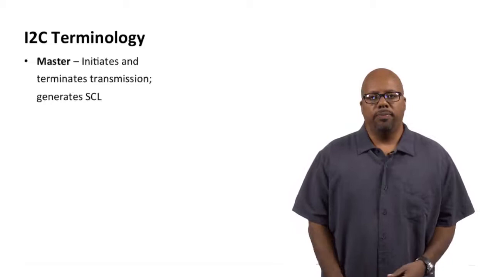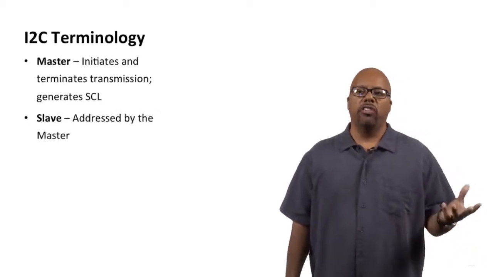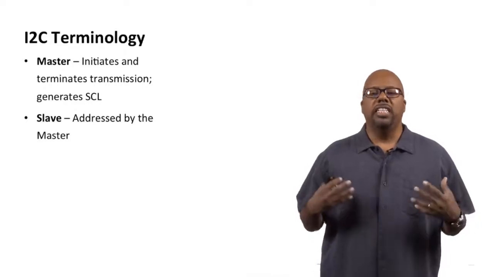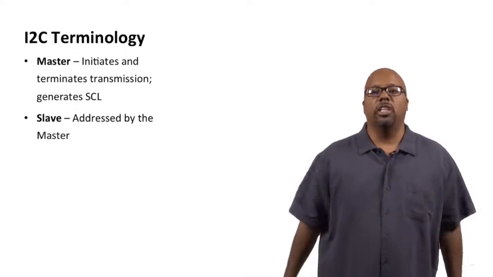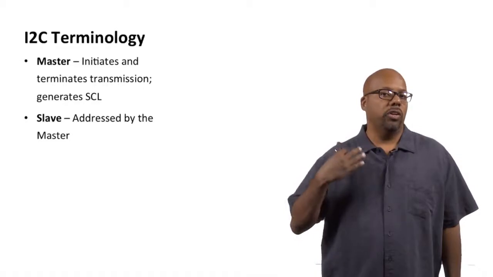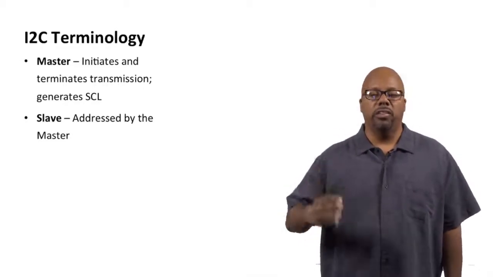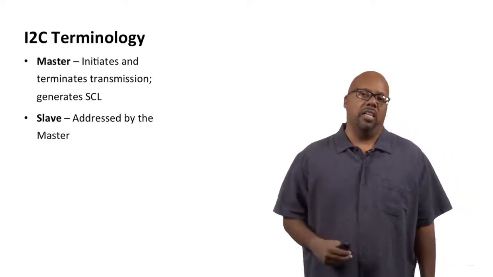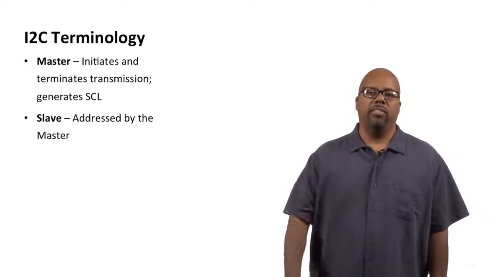So some of the terms that we're going to need talking about this bus protocol: one is a master and a slave. A master is a node on the bus that initiates and terminates transmission. When transmission starts, the master starts it. When it stops, the master stops it. Also, it generates the clock, SCL. So the clock is generated by the master.